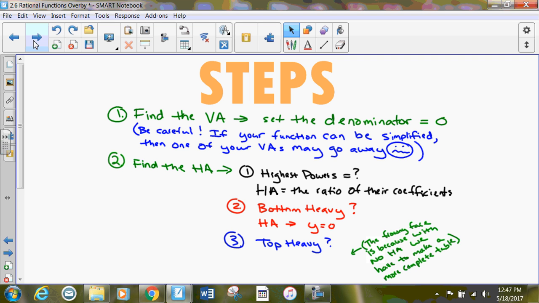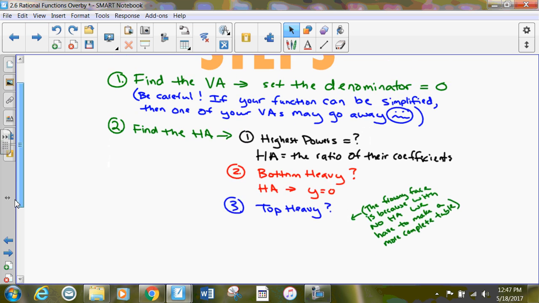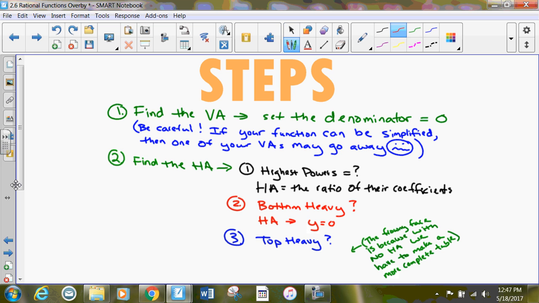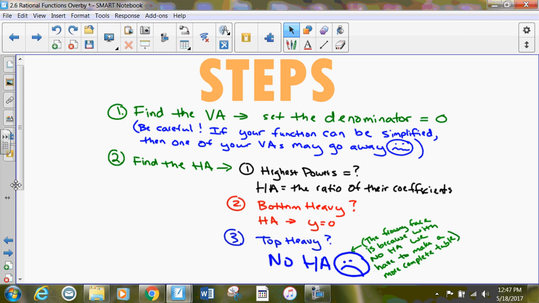Then we need to move on to find the horizontal asymptotes. If your highest powers in the numerator and denominator are equal, then the horizontal asymptote is going to be equal to the ratio of their coefficients. If it's bottom heavy, then the horizontal asymptote is going to be y equals 0. And then top heavy, no horizontal asymptote. I don't have that written down, so I'll put no horizontal asymptote, frowny face. All right, so let's continue.